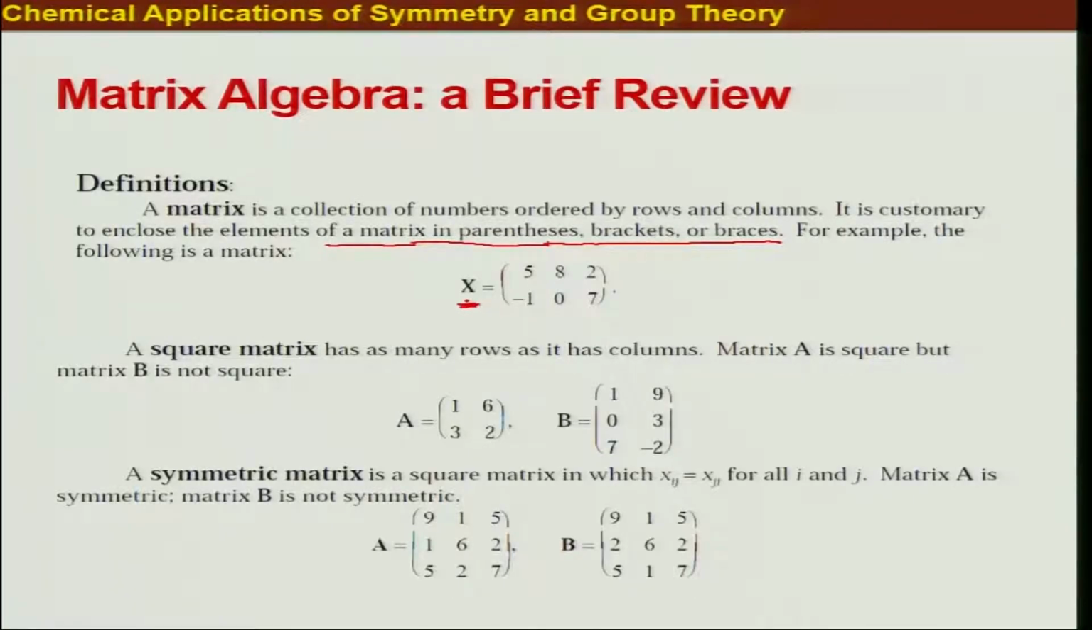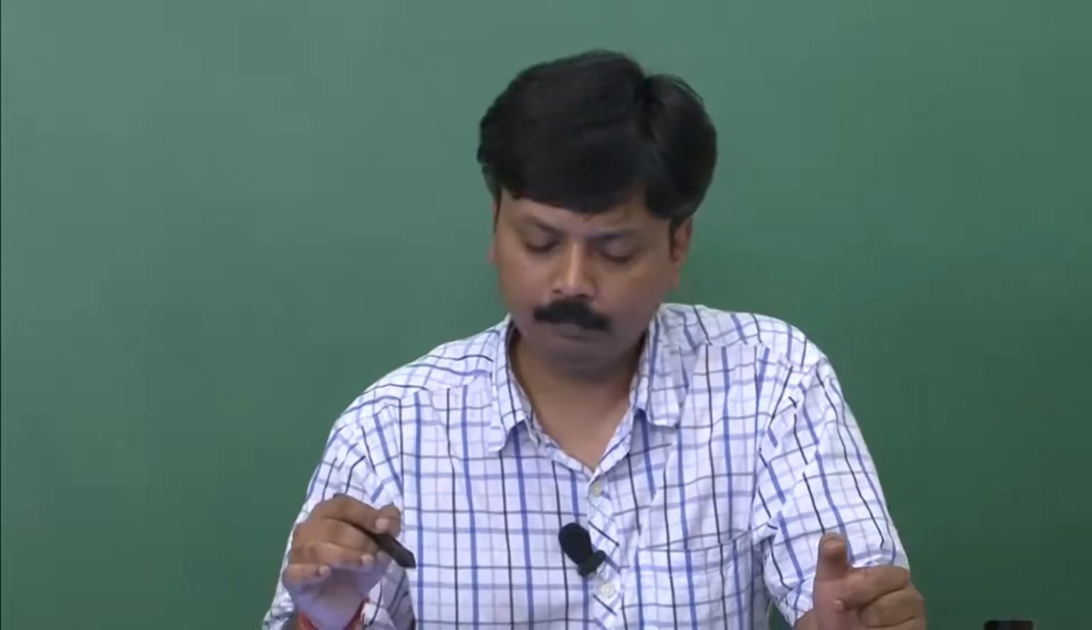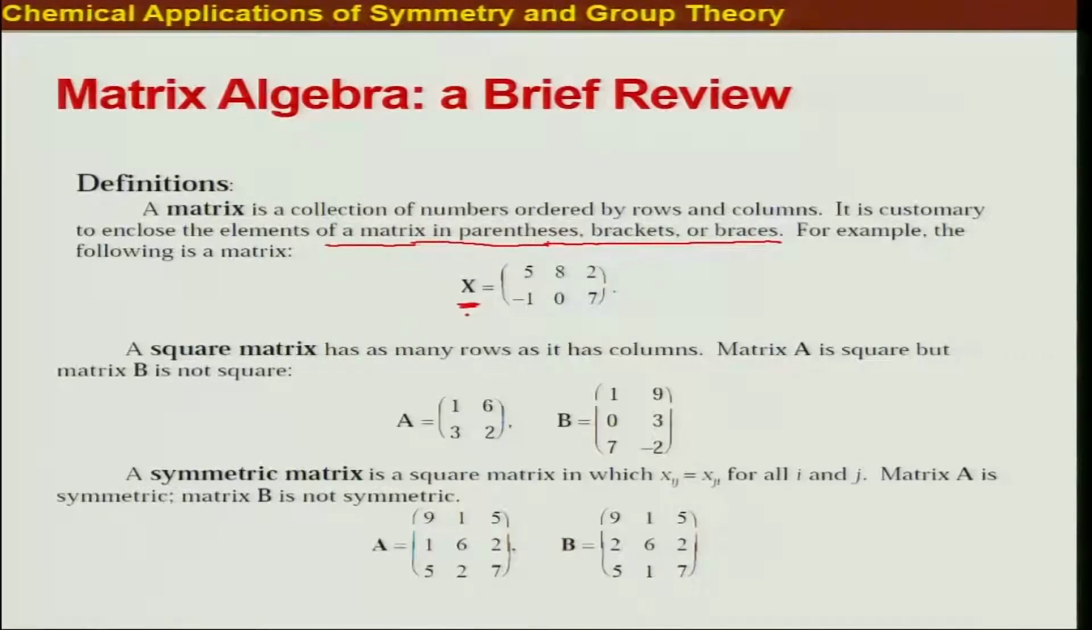An example is shown here, where this X is written in bold. Normally when you use a symbol for a matrix, you use either bold, bold italics, or a particular type of script. See, this X is a matrix written in this way. You can see there are two rows and here are the columns. I have three columns. So this matrix X has two rows and three columns.